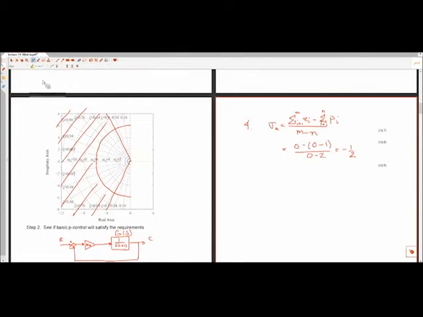Just like before, we draw our open loop poles and zeros on the plot. So we have a pole at 0, we have a pole at -1. We know we're going to have an asymptote going at plus or minus 90 degrees with an intercept location of -1/2. So that's splitting the difference between these two poles.